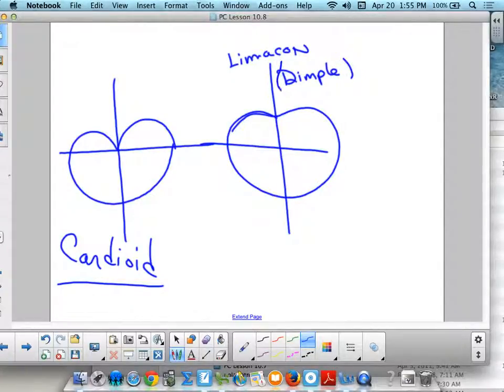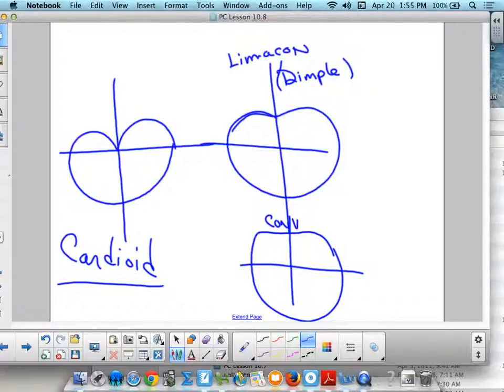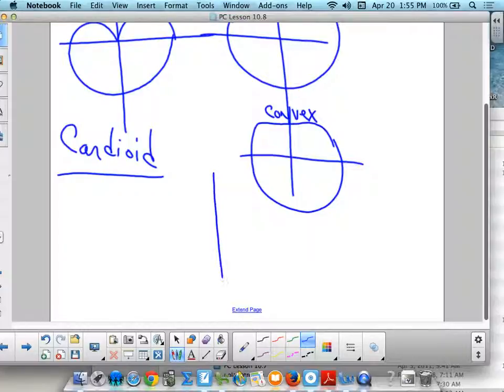This one's called a limaçon with a dimple. Got a little dimple going on there, but it never touches the pole. It doesn't touch the pole. You might get this look, and that is, let's see here. It kind of goes like this. This is what they call a limaçon that doesn't have a dimple. They call this one convex. I'm just trying to show you what you're going to get. There's another limaçon. It looks like this.